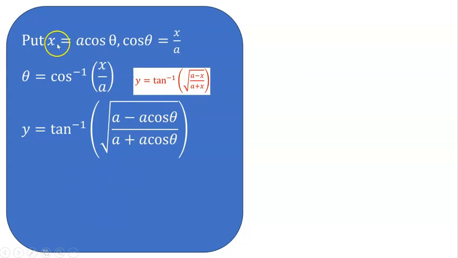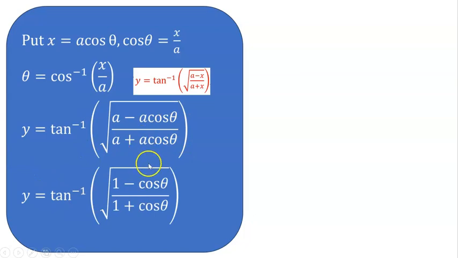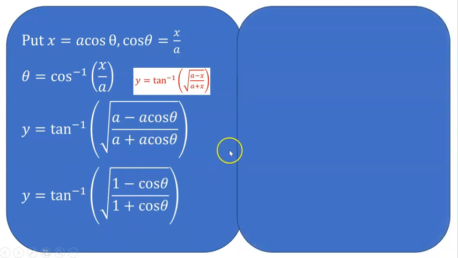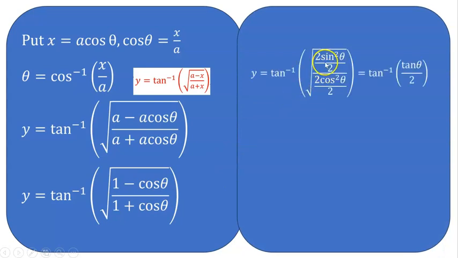Therefore our expression will become y equals tan inverse of root of, here the value of x is a cos theta, therefore root of (a minus a cos theta) upon (a plus a cos theta). Take a as common, a will get cancelled, and in the bracket you will get root of (1 minus cos theta) upon (1 plus cos theta).